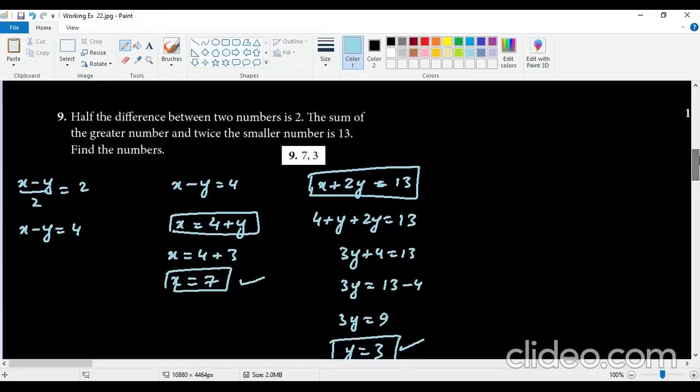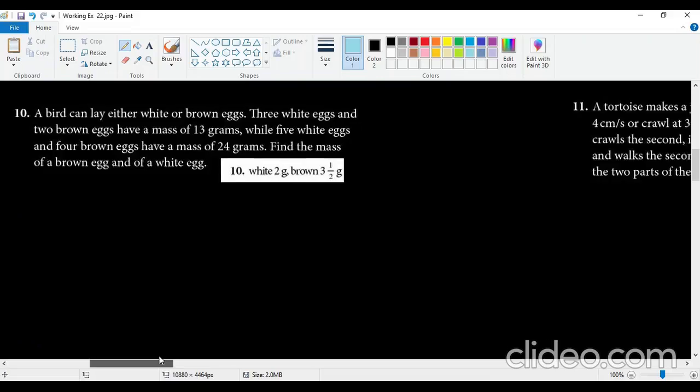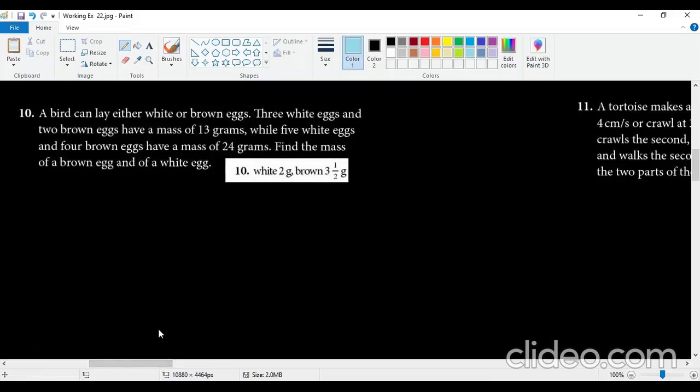Now moving on to question number 10. In question number 10, it says a bird can lay either white eggs or brown eggs. So I assume that x is the weight of white eggs and y is the weight of brown eggs. So according to the condition, 3x plus 2y equals 13. And the second condition says that 5x plus 4y equals 24.